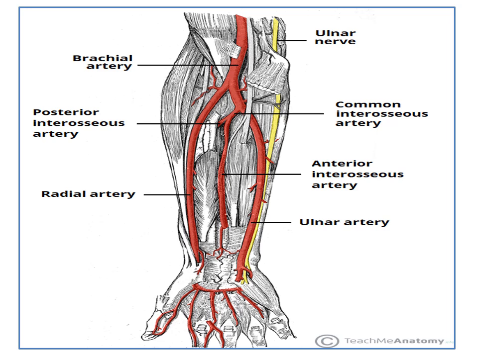So this is an image of some of the branches that we talked about regarding the ulnar artery. You can see the common interosseous artery, the posterior interosseous artery, and then anterior interosseous artery emerging from the ulnar artery in this particular image. We can also see some of the other arteries like the brachial artery and radial artery, but more importantly, we see the ulnar nerve being the nerve that accompanies the ulnar artery.